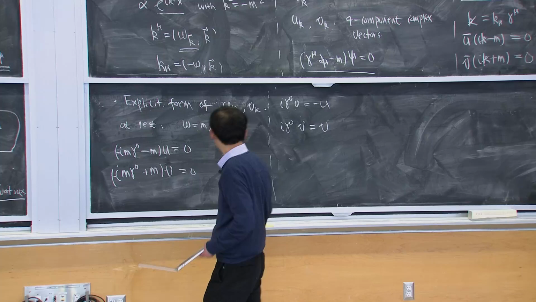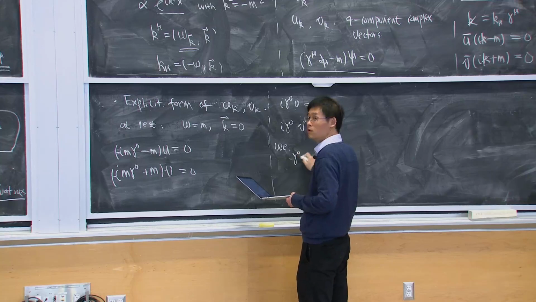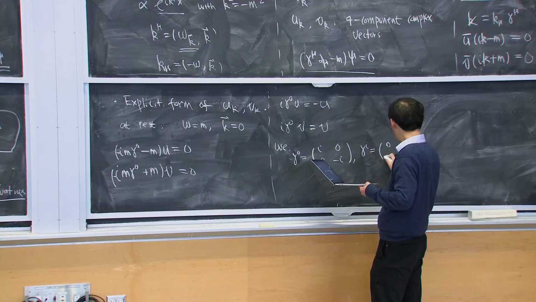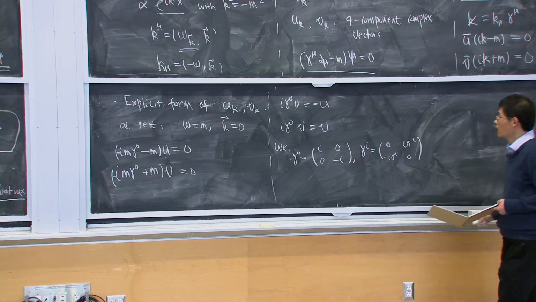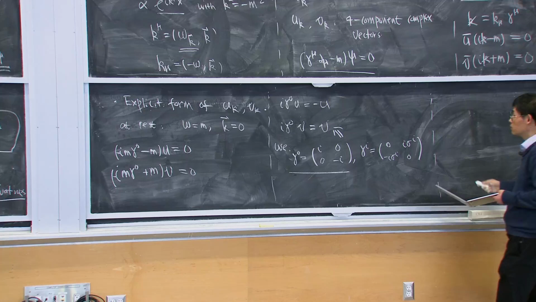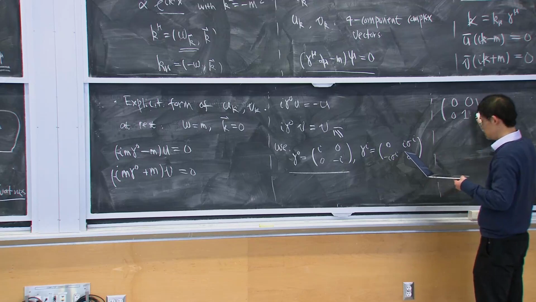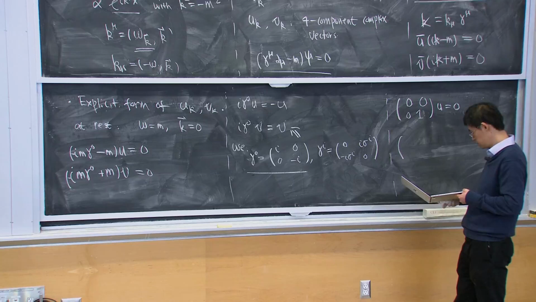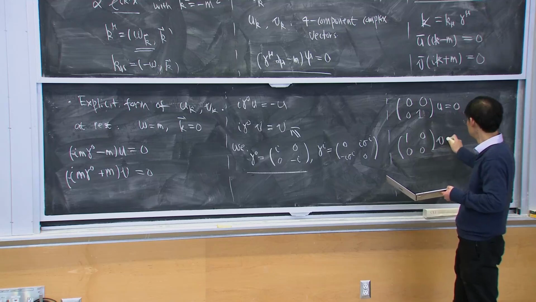So now let's use this representation, with gamma zero equal to (i, 0; 0, minus i), and gamma i equal to (0, i sigma^i; minus i sigma^i, 0). If you plug this gamma zero into those equations, you find that the equations for U and V become very simple. For U, it becomes (0, 0; 0, 1) U equals 0. Again, these are 2x2 blocks. And for V, it is (1, 0; 0, 0) V equals zero.